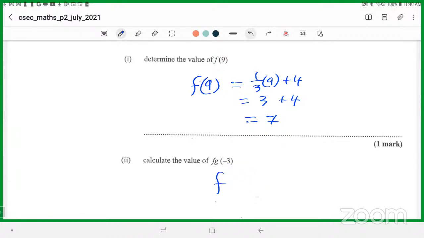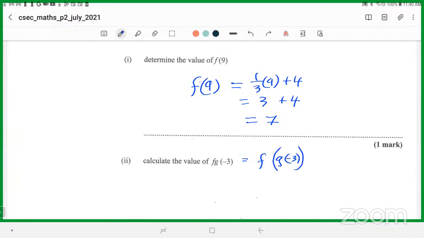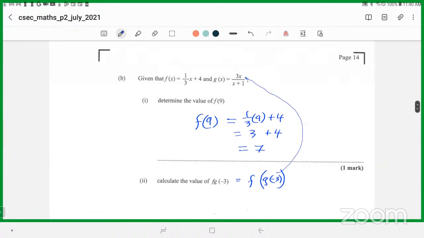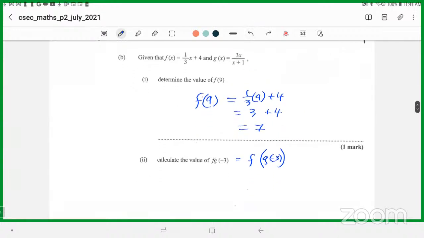Or what we can do is calculate what the value of g of minus 3 is first. So this is the same as f of g of minus 3. It means I want to work out the g of minus 3 inside here first. We're going to plug the minus 3 into the g function right here, where the x is, to get g of minus 3. So we're going to get f of, and working out g of minus 3, it becomes 3 times minus 3 over minus 3 plus 1.